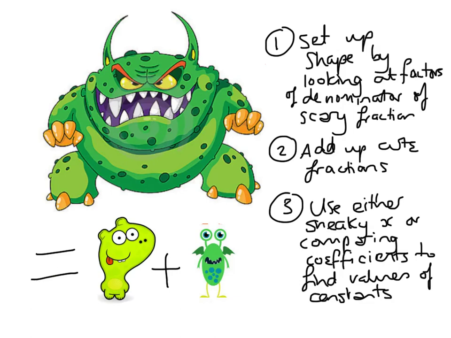So what have we learned? The big scary fraction can be broken up into 2 or 3 cute little fractions. First, you set up the shapes of the cute little fractions by looking at the factors of the denominator of the scary fraction and putting them into their own individual cute little fractions. Then add up the cute little fractions, just using a's and b's and c's on the top. And then either use the sneaky x or comparing coefficients to find the values of those constants.